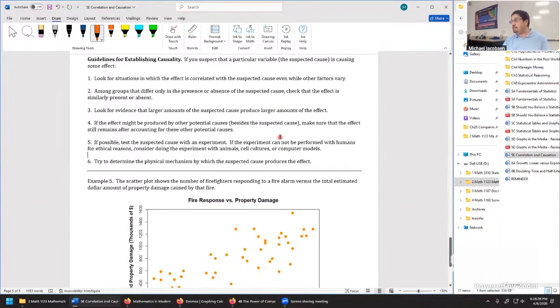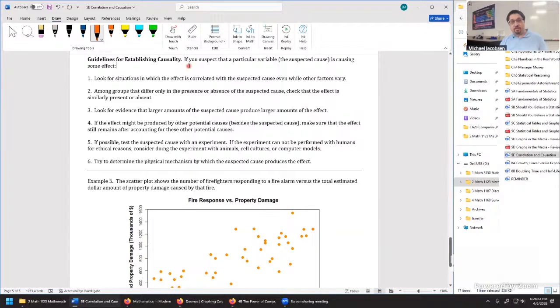Well, as far as the guideline goes, it says, if you suspect that a particular variable, the suspected cause, is causing some effect, then here are the guidelines to determine that. And a great way to think about this is to go way back in time, back when they're trying to establish whether smoking causes cancer. It's just a great set of variables to think about in terms of cause and effect.